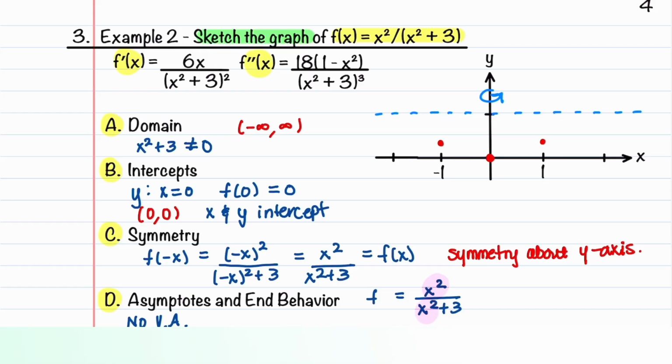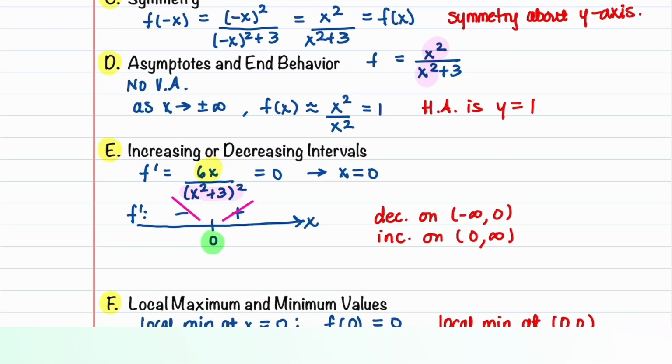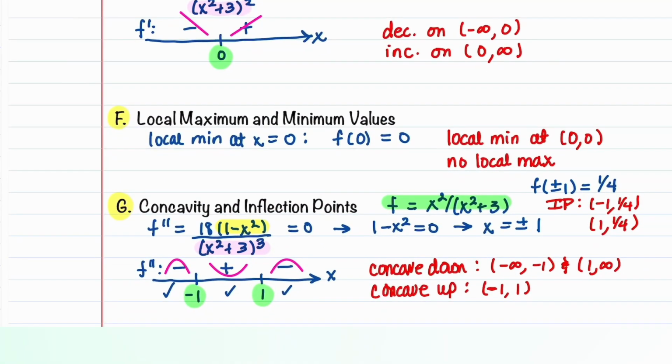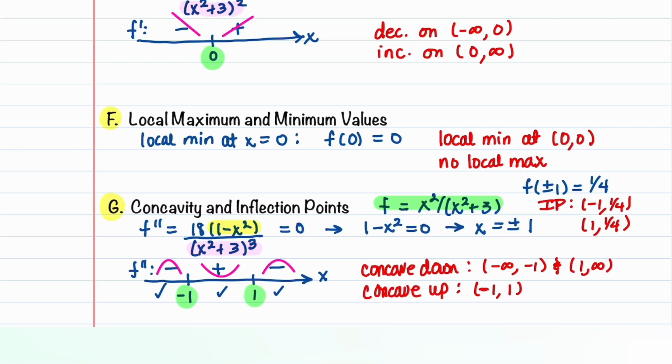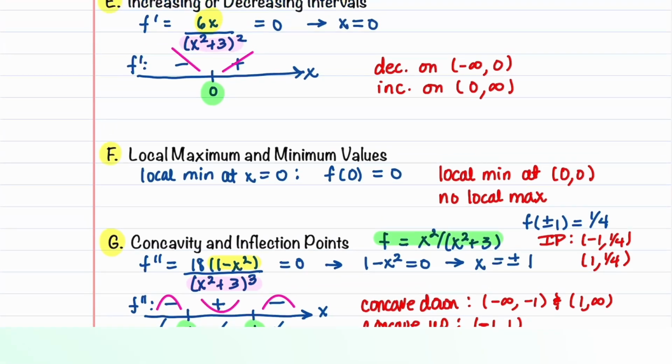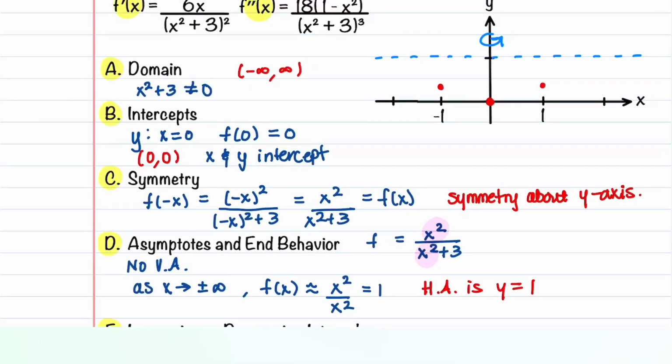Now let's look at increasing, decreasing, and concavity. It is increasing on the right side of the graph and decreasing on the left. And then it is concave up in between the 2 inflection points. So we're going to have concave up and then concave down. And that's it. It really helps to calculate all of this information first, and then it's pretty easy to graph the function.